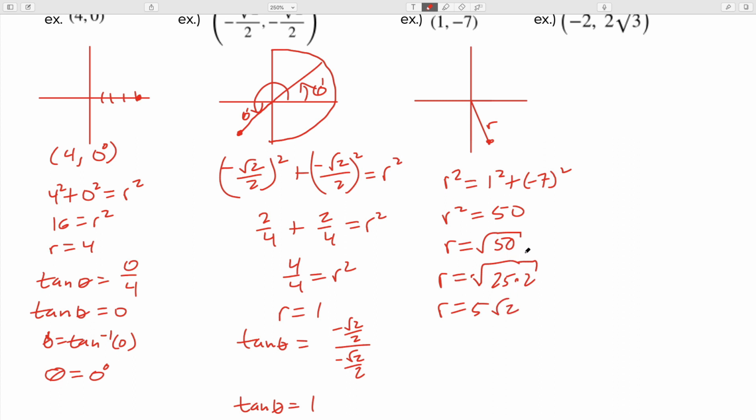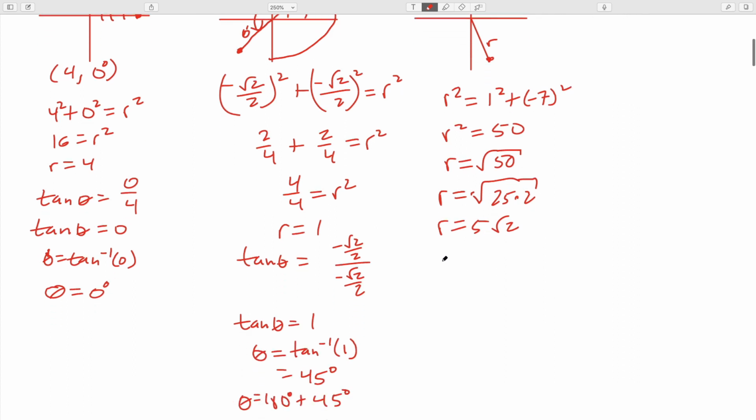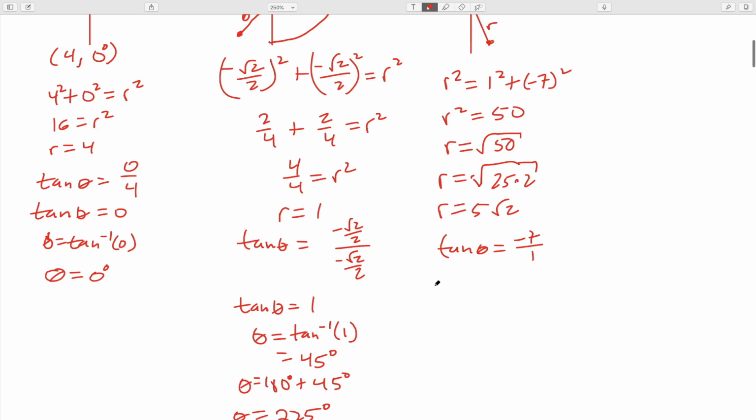Okay, and then the next one is going to be finding the angle. Now again, this one's nice because this is in the fourth quadrant. So we can go ahead and use the negative angle. In this case, you could use the negative or the positive angle. I'll give you both examples so you can see it doesn't really matter which one you use. But on your calculator, the tangent of theta is going to equal my y coordinate negative 7 over 1. So therefore I have theta equals the tangent inverse of negative 7, right?